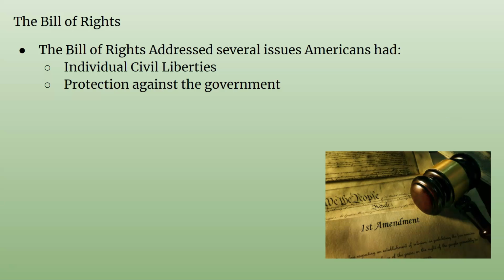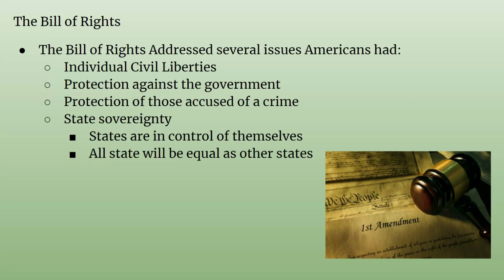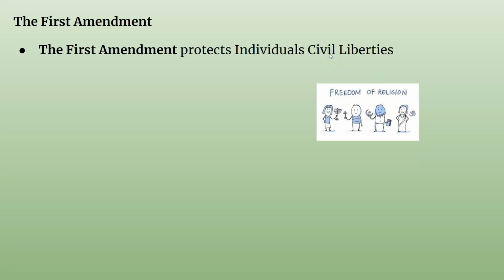the protection against the government, protection of those accused of a crime, and state sovereignty, which is the states being able to hold control over lawmaking in some things, where the central government can't control them, and that all states are equal to other states. So this is kind of what the Bill of Rights does. But like I said, we're just focusing on the First Amendment today.